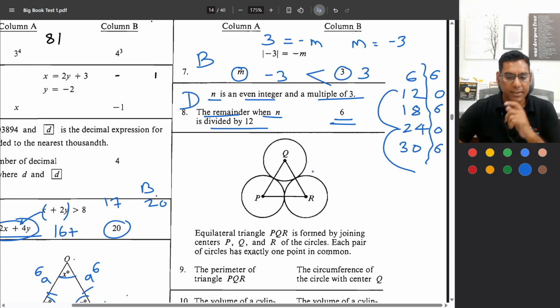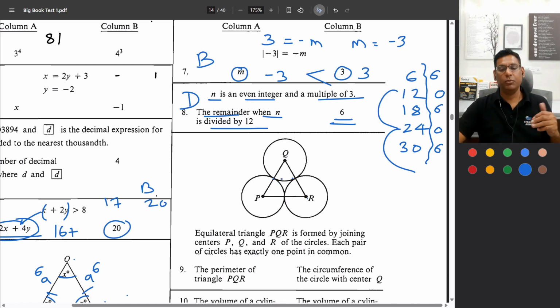Okay, let's look at question number 9. Equilateral triangle PQR is formed by joining centers P, Q, R of the circles. Okay, so these are circles and they form an equilateral triangle. Each pair of circles touches at exactly one point in common. So there's only one point here, one point here, one point here. What can we tell about this figure? It's a pretty standard figure, right? This is an equilateral triangle.